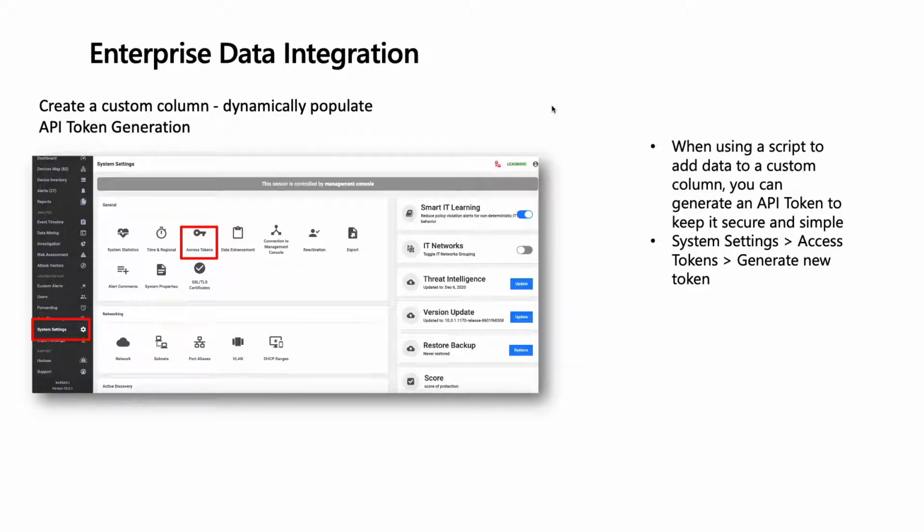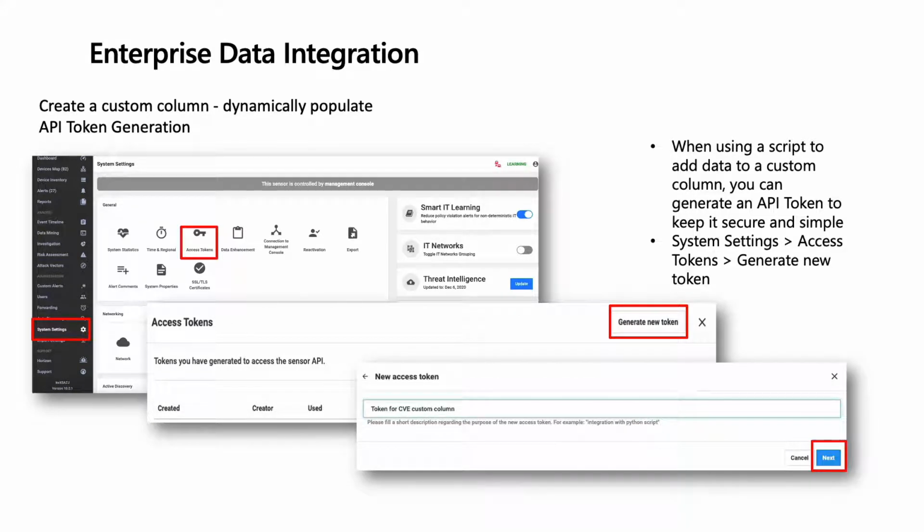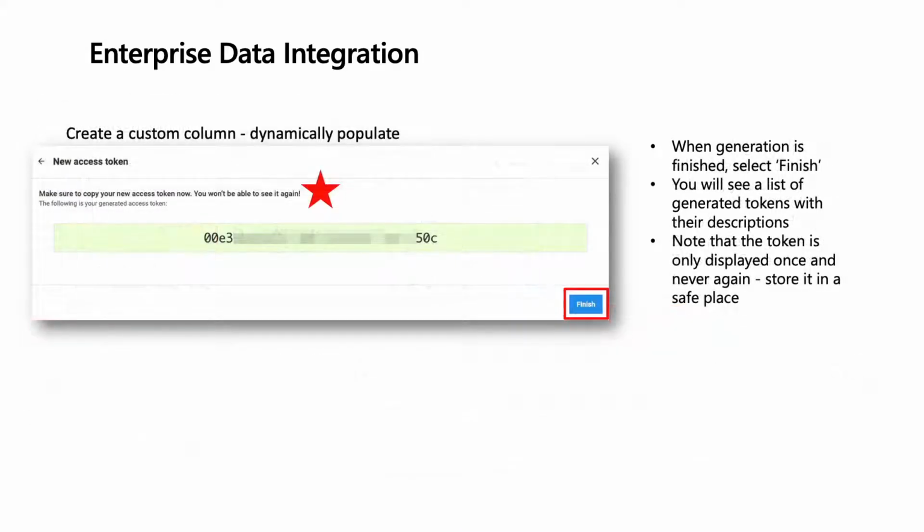Now, in order to retrieve information from a sensor, you'll want to be familiar with this concept here, and this is generating an access token. So on the sensor itself, not the central manager, you'd go to System Settings and Access Token, and click Generate a New Token. Give it a name so that you'll know what you're generating the token for, and then you'll see the token. Now take a note that the token will only be showed this one time. So once you click Finish, you'll never see this again within the platform. So be sure you copy it over to a safe place.